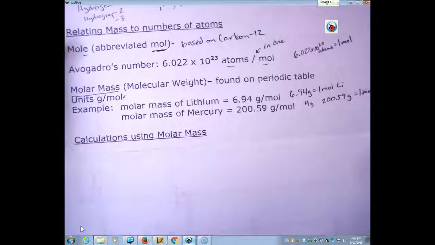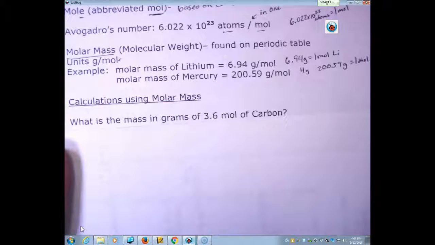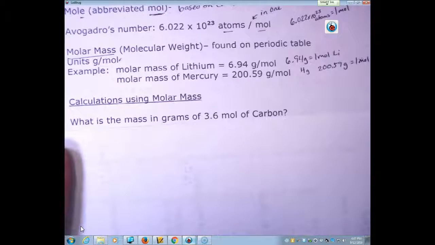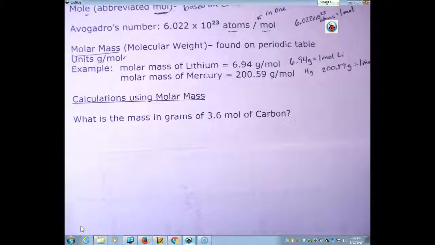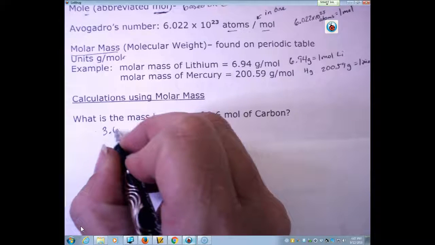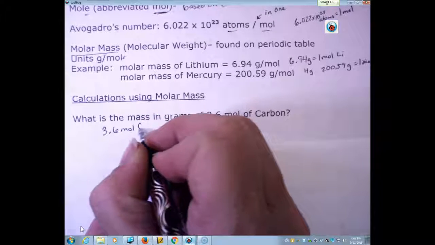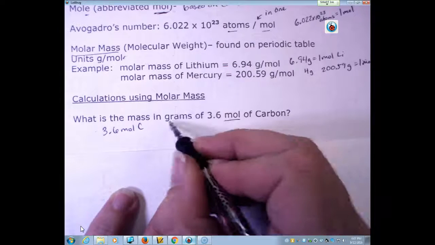Now, calculations using molar mass. First one is, what is the mass in grams of 3.6 moles of carbon? So, what we are going to do with this one is, I'm going to start my dimensional analysis with the number given in the problem. There are this many moles of carbon. I need to go from moles to grams.